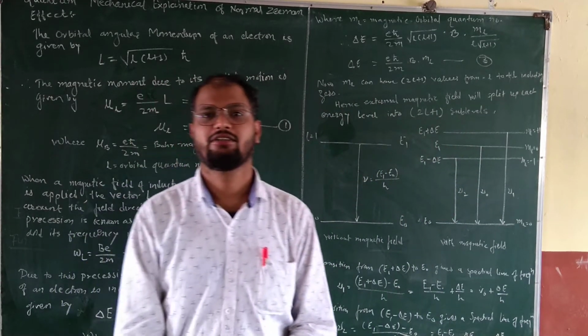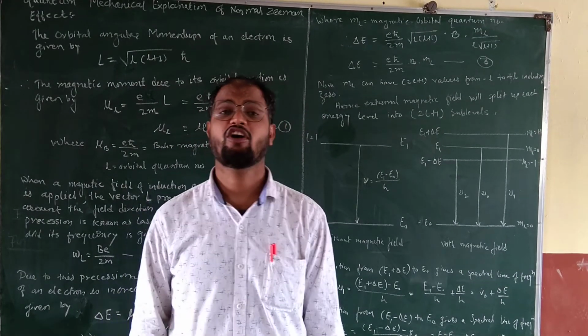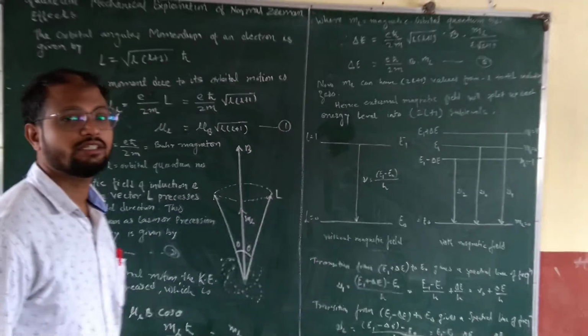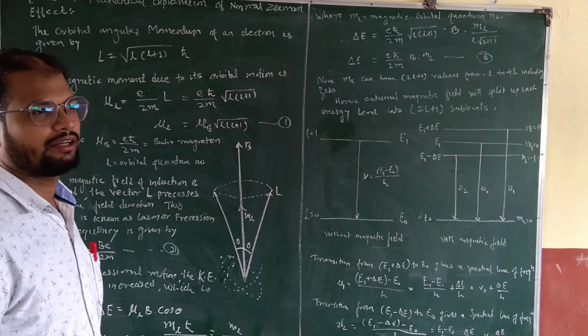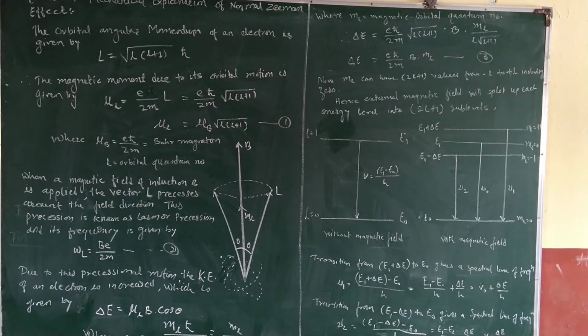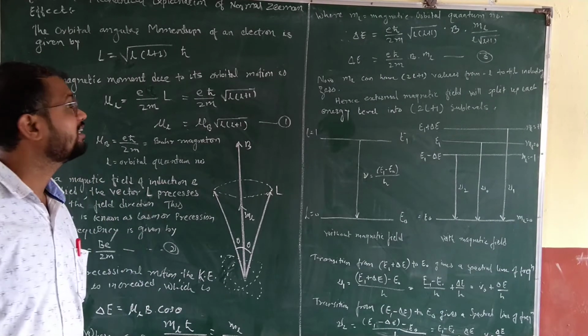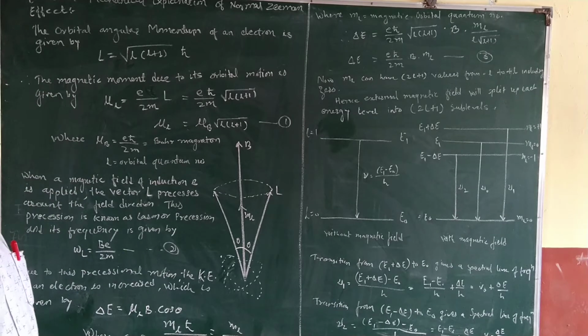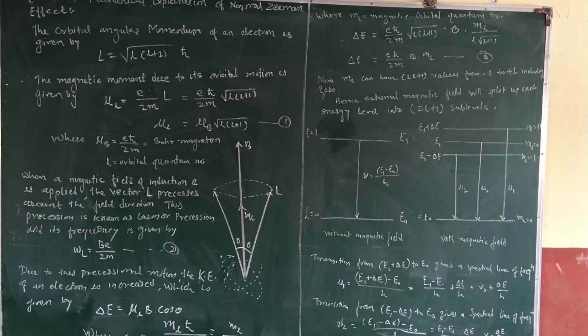In the last lecture, we saw the classical explanation of the normal Zeeman effect. In this lecture, we will see the normal Zeeman effect on the basis of the quantum mechanical explanation. So what is the quantum mechanical explanation of the normal Zeeman effect?